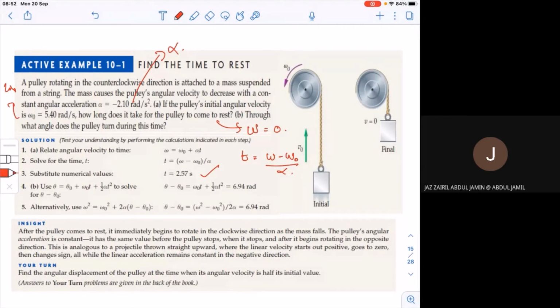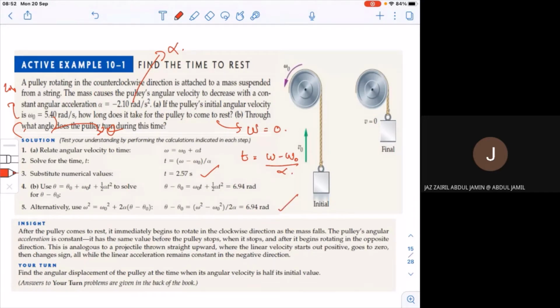The next question is, through what angle does the pulley turn during this time? That means they want to find theta. So you need to calculate theta based on the answers. You have t equivalent to 2.57, omega naught equivalent to 5.4 radian per second, and alpha is negative 2.1 radian per second squared. Then you will get the answer 6.94 radian.